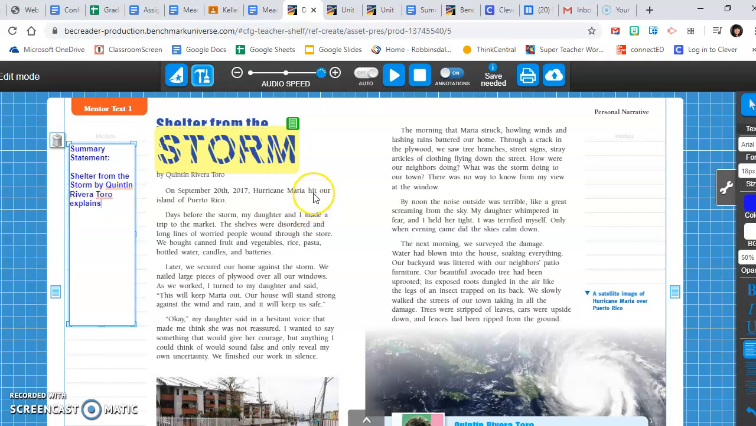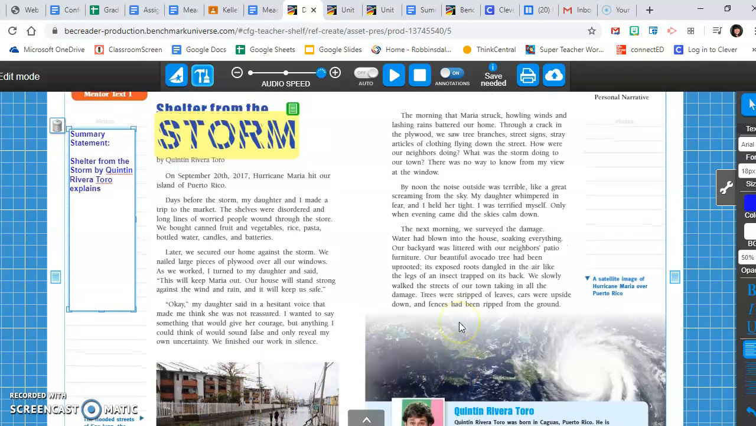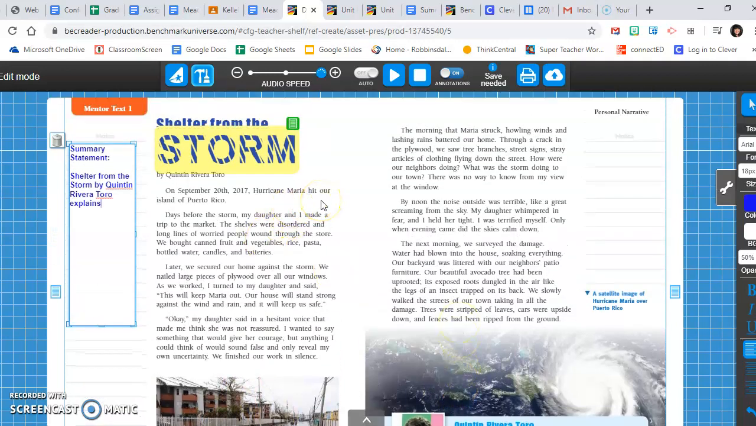So let me look back here. What did this mainly talk about? Well, I know based on the title and the pictures, we're talking about a storm and the damage that happened from it. But this didn't really talk about the damage yet because the storm hasn't happened. It says, days before the storm, my daughter and I made a trip to the market. Later, we secured our home against the storm. He didn't think his daughter was reassured. We finished our work. Okay, so the main thing they're talking about in this page is preparing for the storm. So that's my main idea for this page. That's what this is mostly about.